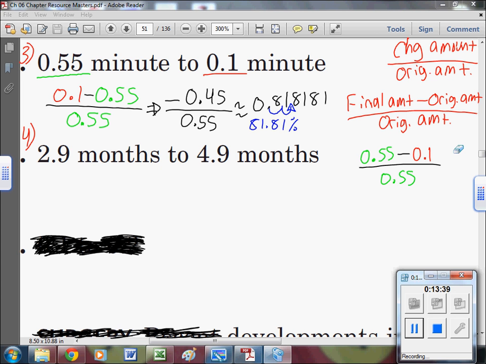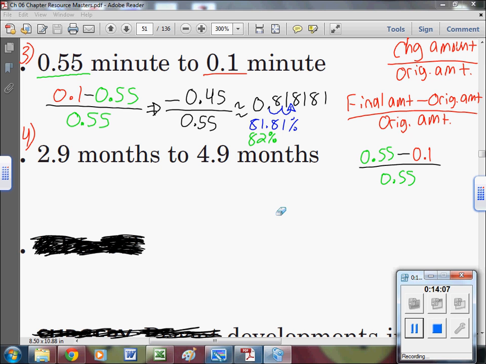81.81%. And now, based on the instructions, how they want us to round, it's never going to say round to like the thousandths way out here. That wouldn't be very practical. It's going to either say round to the nearest tenth, round to the nearest hundredths, or round to the nearest whole percent. So in this example, we'll go ahead and we'll round to the nearest whole percent. So the nearest whole percent is the ones position. So look at the tenths position. That is 5 or more, so it tells us to round up. So this one's going to round up to 82%.